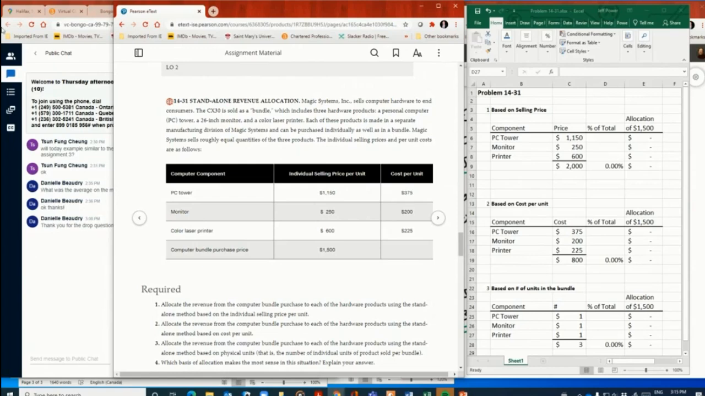All right. And so this is how I would approach the solution. This is my approach. So over here, they say on the first part, what if we split the revenue between the three divisions based on what the normal revenue would be, right? So the normal revenue would be $2,000.